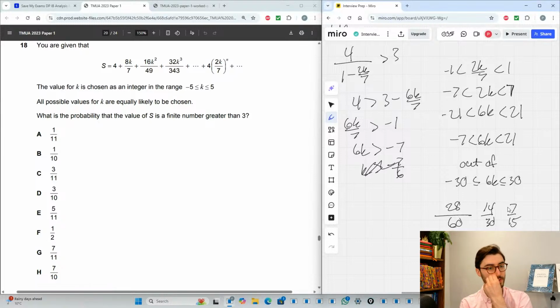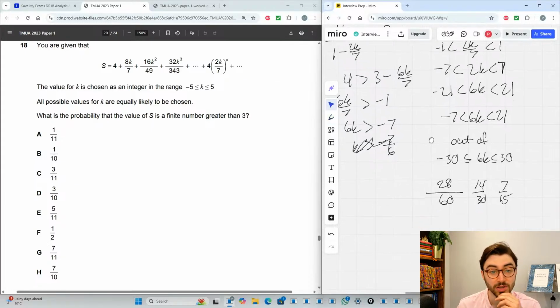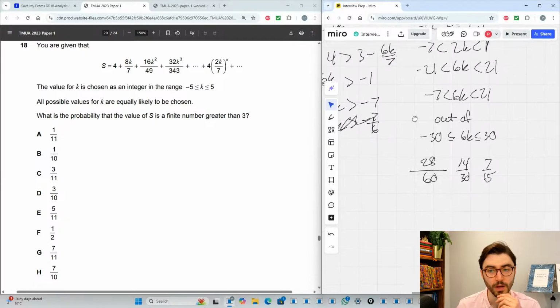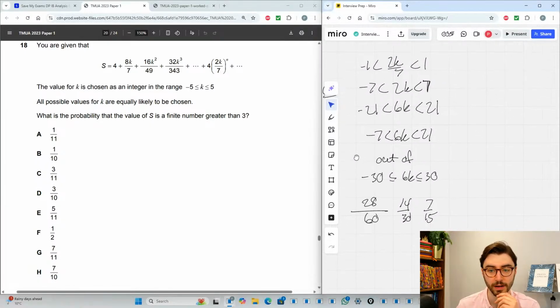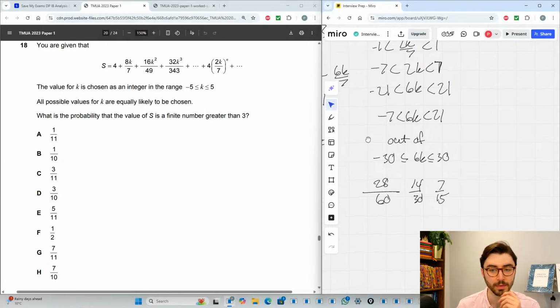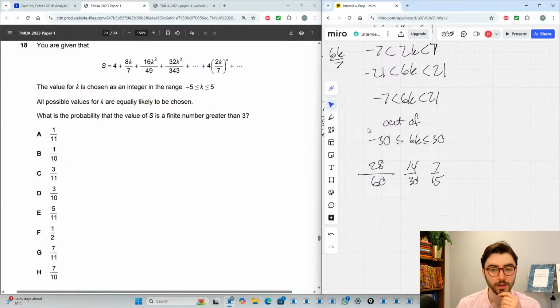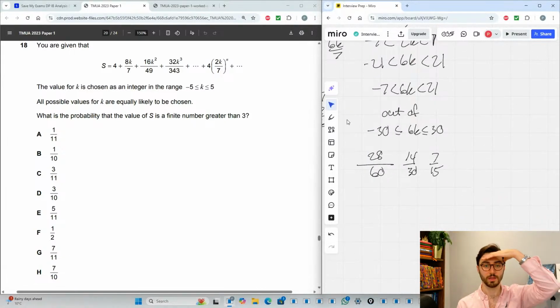Maybe I'm doing this wrong. All possible value cases. Oh my god, it's an integer. Okay, so it's an integer in that range. Okay, I'm there. So actually, there are 61 numbers between minus 30 and 30 inclusive.